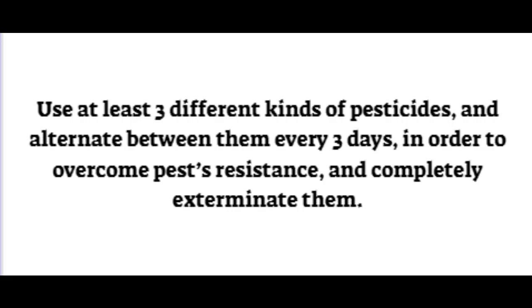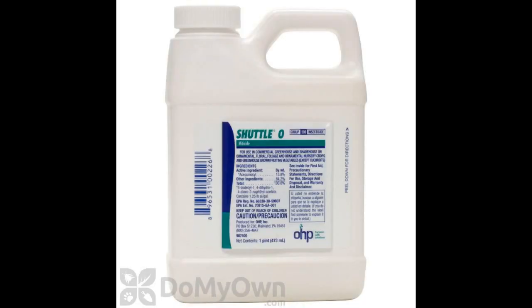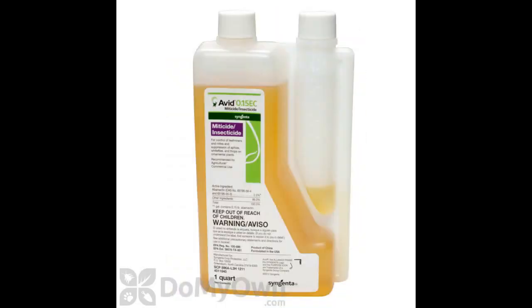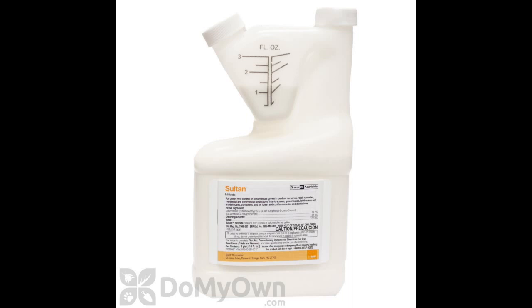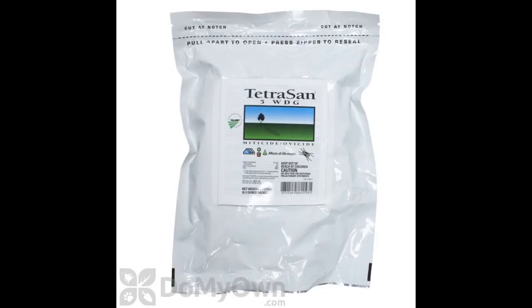Use at least 3 different kinds of pesticides, and alternate between them every 3 days, in order to overcome pest resistance and completely exterminate them. Controlling spider mites involves a combination of cultural, biological, and chemical methods. Chemical pesticides such as bifenazate, abamectin, milbemectin, acequinocyl, fenbutatin oxide, cyflumetofen, etoxazole, and spiromesifen are best against spider mites.